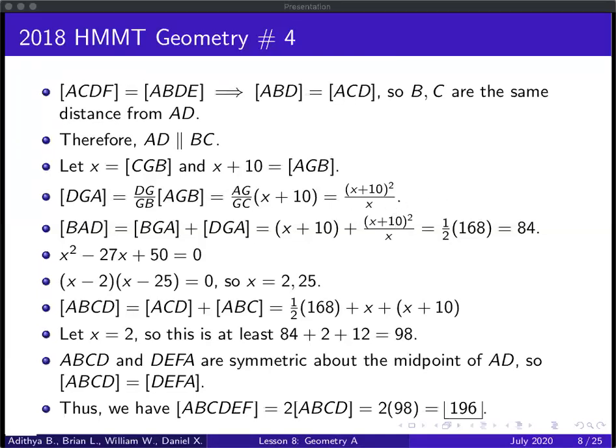So does anyone have any questions on that? If not, I guess we'll move on to Aditya with trigonometry. Yeah, so I guess we'll start with some basic review.